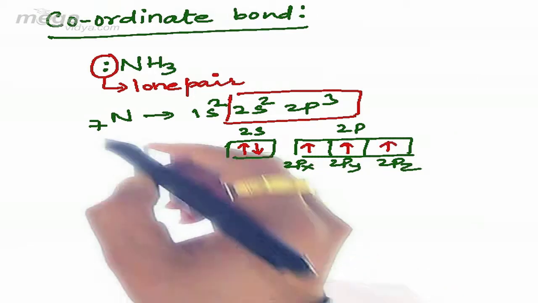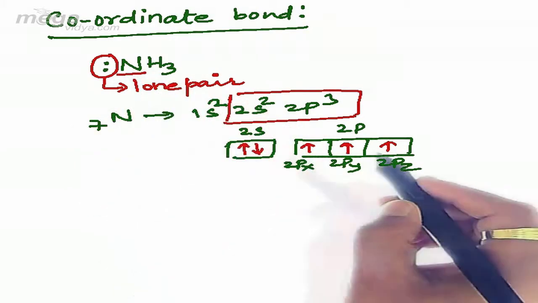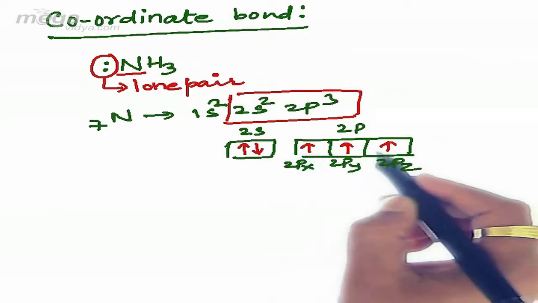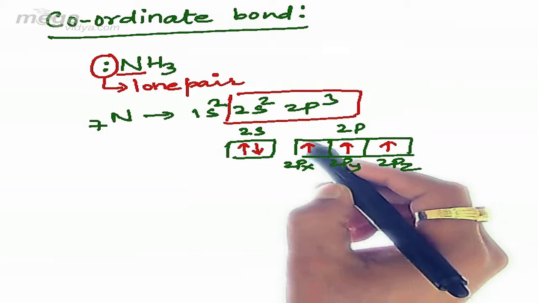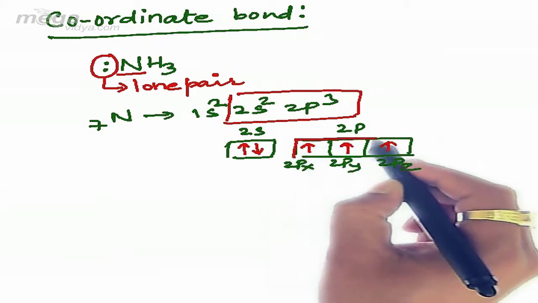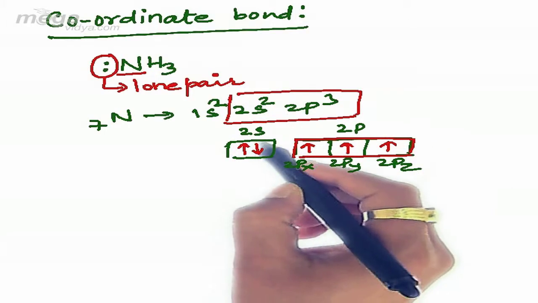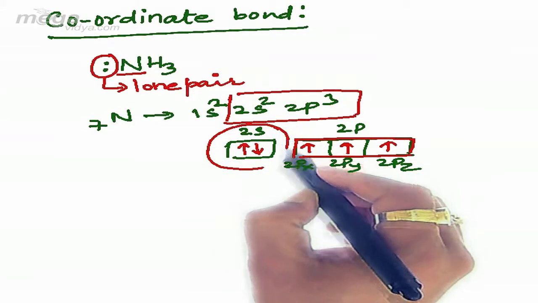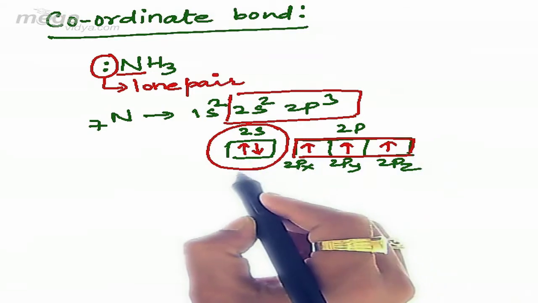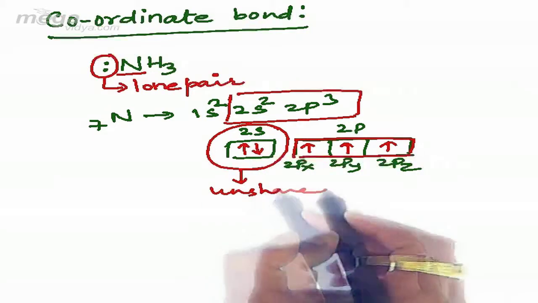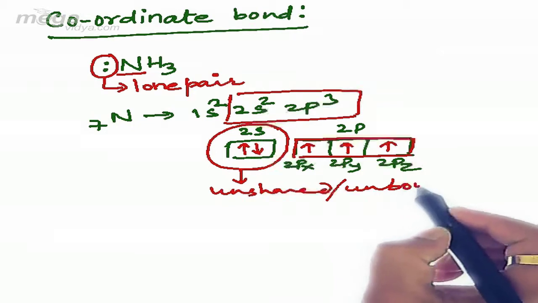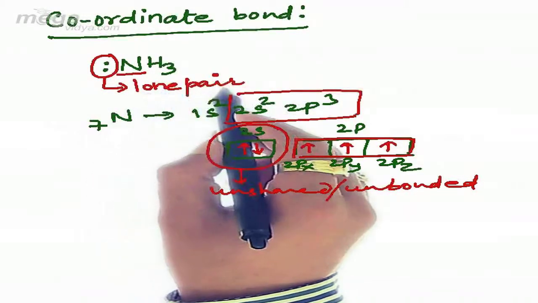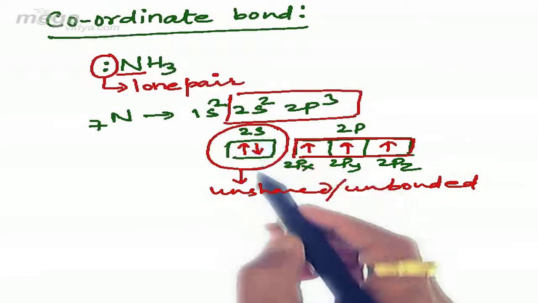Now when nitrogen undergoes bonding with 3 hydrogen atoms, its 3 unpaired electrons will be bonded to hydrogen. These 3 electrons will be utilized during bonding, and the next 2 electrons present in the 2s orbital of nitrogen will remain unshared. Only these 3 will be shared, these 2 will remain unshared, or we can say unbonded during bonding. And these 2 electrons, which we call the lone pair, are basically part of the 2s orbital of nitrogen.